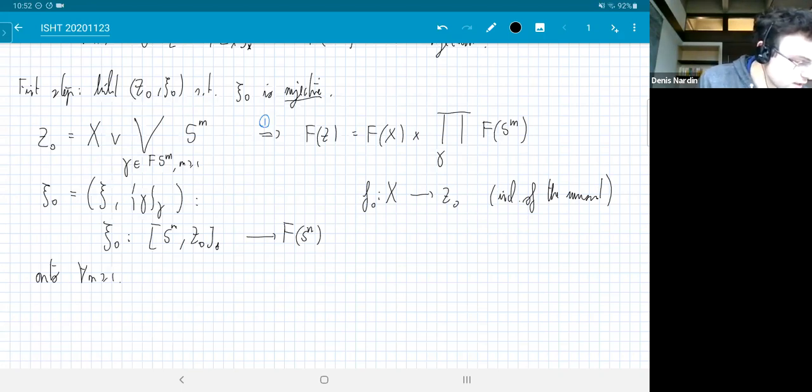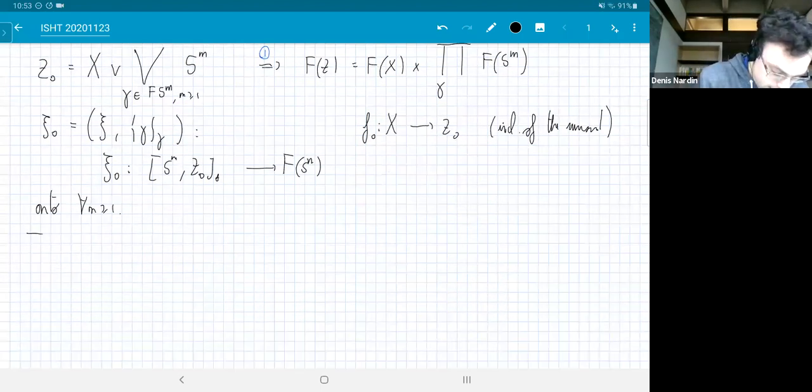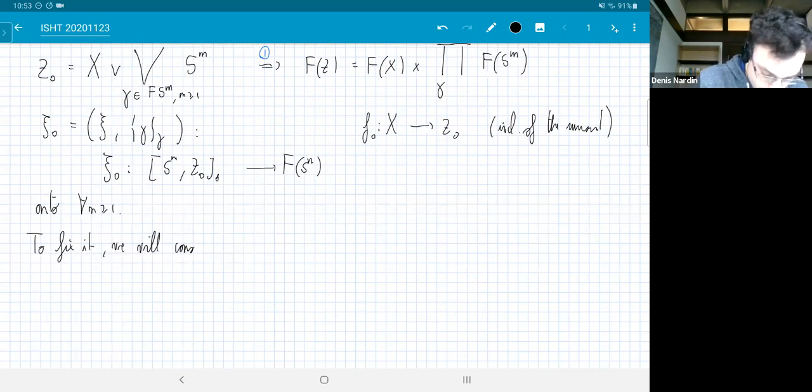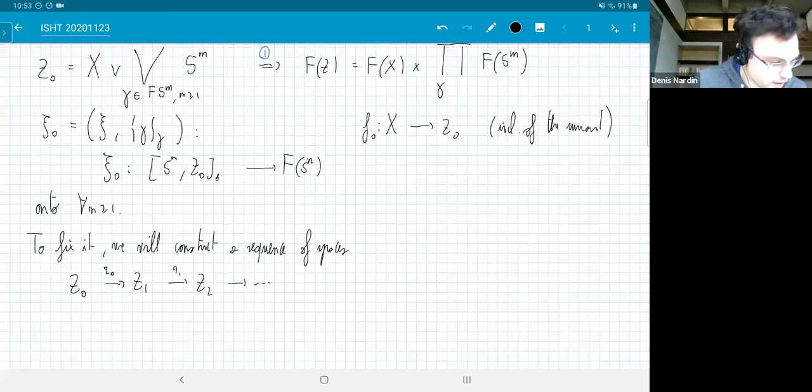That's okay. We want to modify it so that it's also injective, because this is not going to be injective. This is just crazy. But that's okay. Now, to fix it, we will construct a sequence of spaces, Z0 goes to Z1 goes to Z2, etc., of pointed spaces.